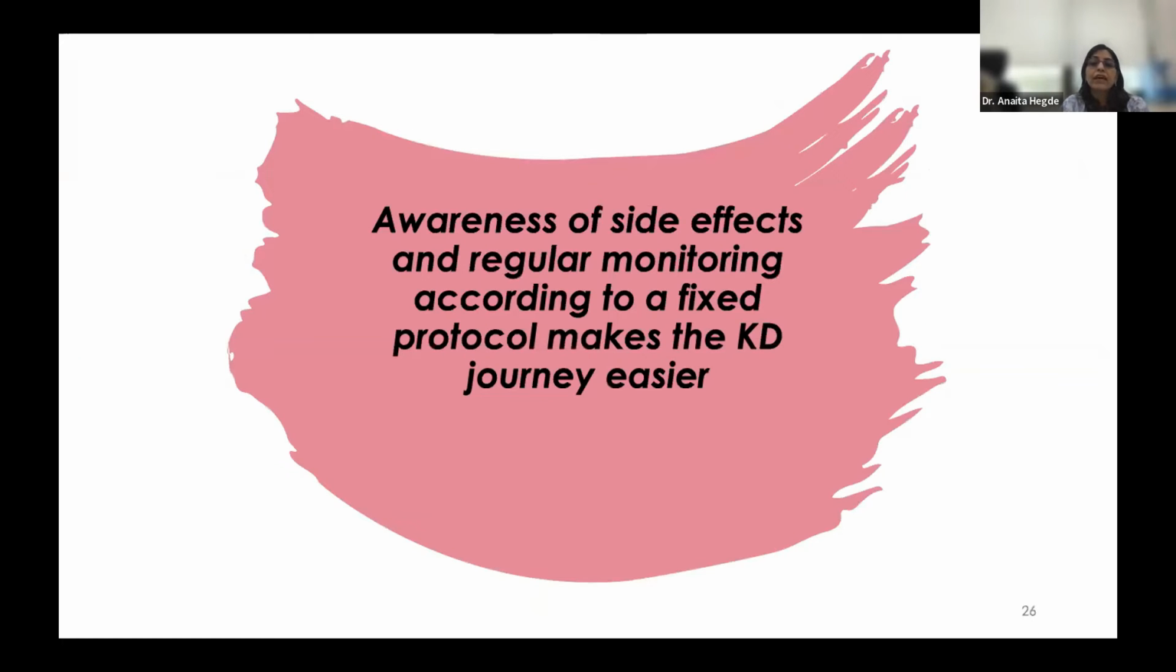To conclude, awareness of side effects and regular monitoring according to a fixed protocol makes the ketogenic diet journey easier for the patients, relatives, doctors, and the dietitians. And doing this will make the ketogenic diet much more compliant and successful.